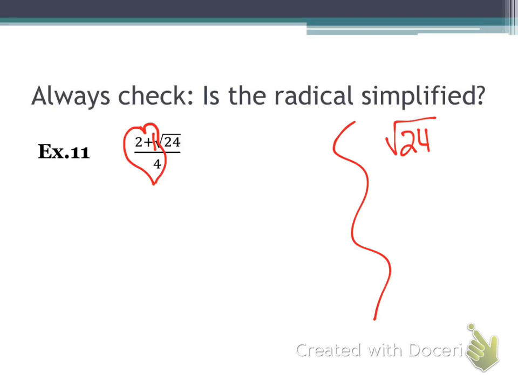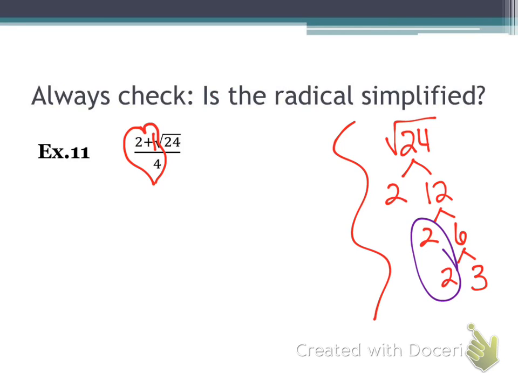What do we want to break 24 into? 2 and what? Sure, 2 and 12. 12 breaks into 2 and 6. 6 breaks into 2 and 3. What am I going to circle? A pair of 2s. What's alone? 2 and a 3. So when I go to rewrite this initially, I have a 2 plus out in the very front. That 2 plus did not change.